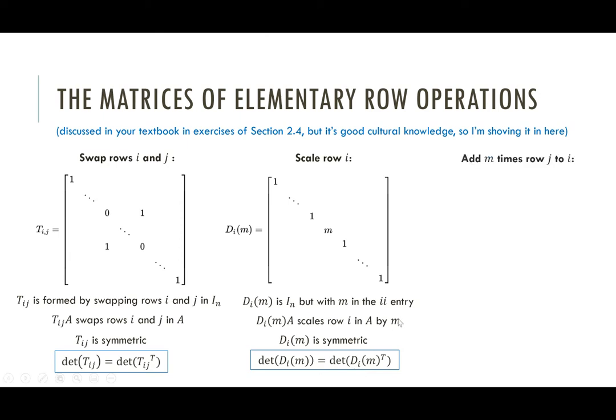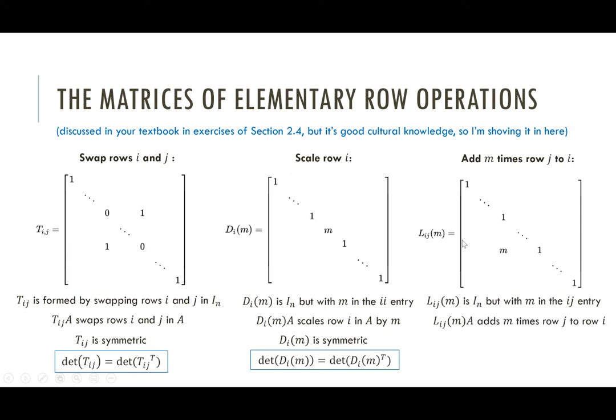Finally, what if we're going to add some M times row j to row i? So adding a multiple of one row to another. Well, this is the matrix that does it, where, again, this is like the identity matrix, ones on the diagonal, except now you also have M in the entry ij. So M in the ith row and the jth column. You want to convince yourself, pause if you need to, that really multiplying on the left by this matrix will add M times row j to row i in matrix A.